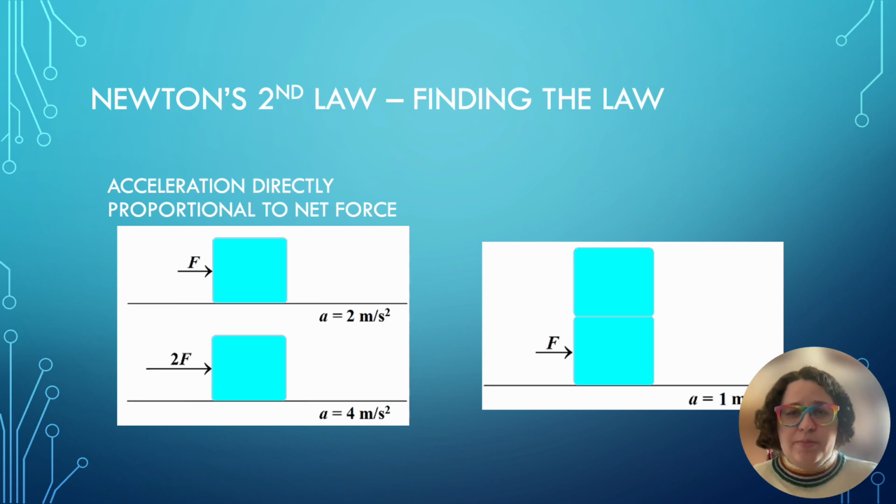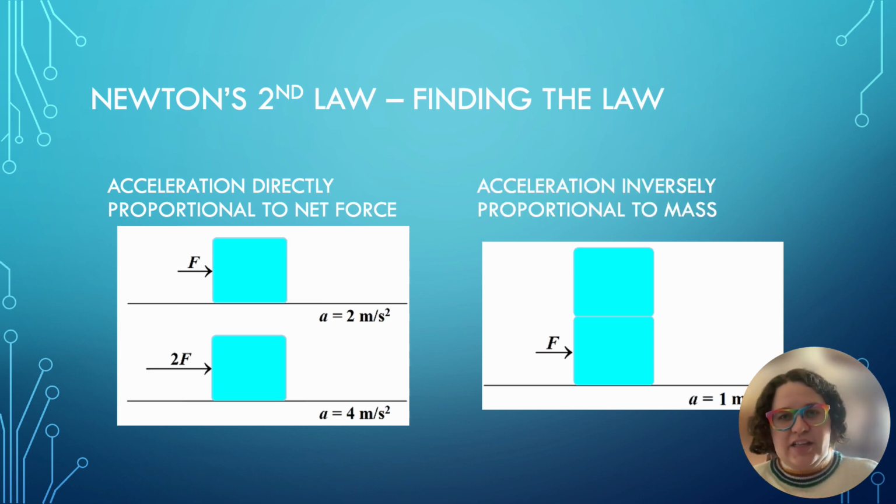So when the 2 blocks are pushed, we have 1/3 the initial value when 3 blocks are then pushed. So you can see that the acceleration of an object is inversely proportional to its mass.